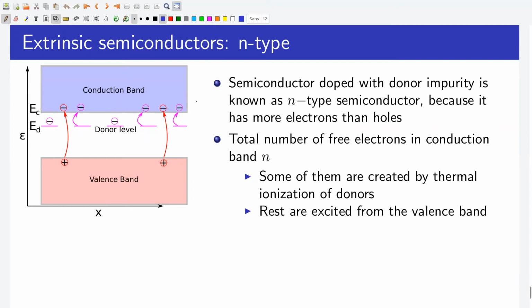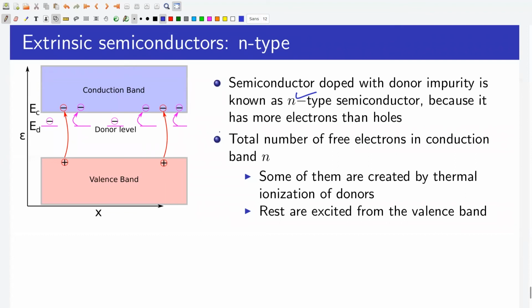Such a semiconductor is known as N-type semiconductor because it has more electrons than holes. Remember that having more electrons than holes is only possible in an extrinsic semiconductor. In an intrinsic or pure semiconductor, the number of electrons is always equal to the number of holes.